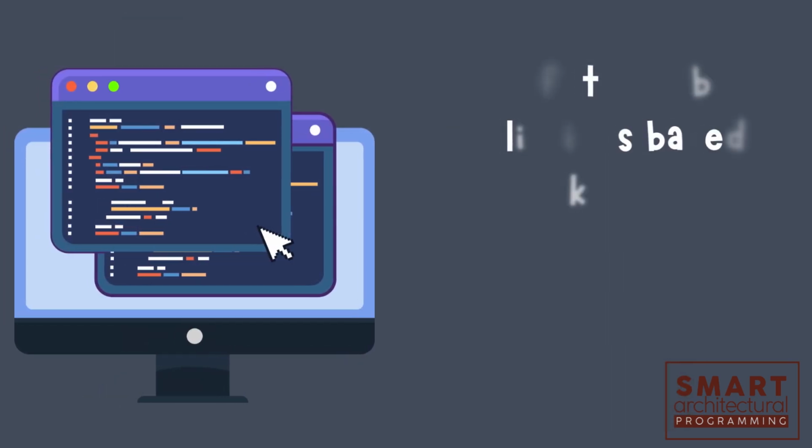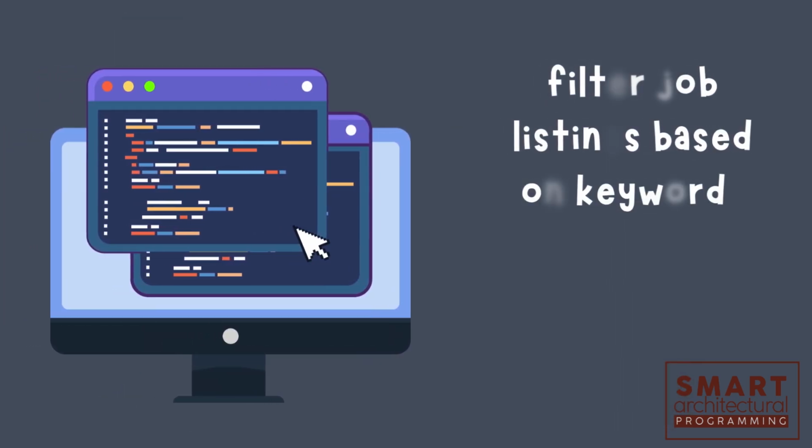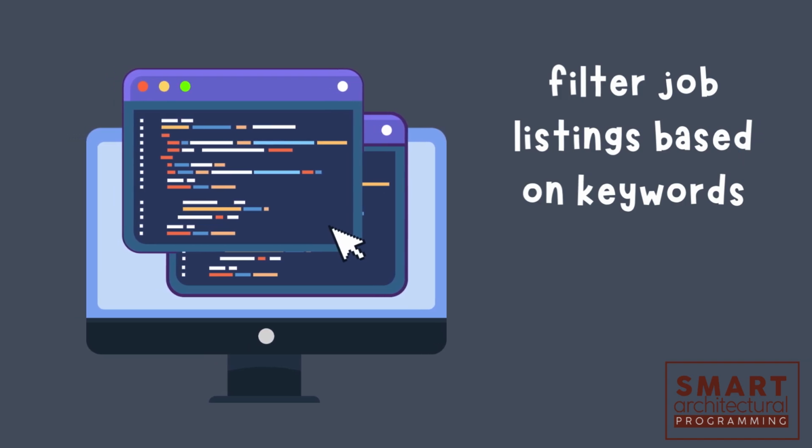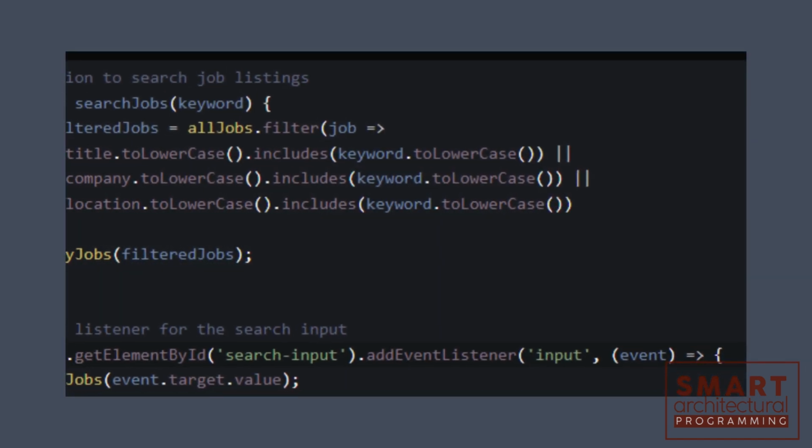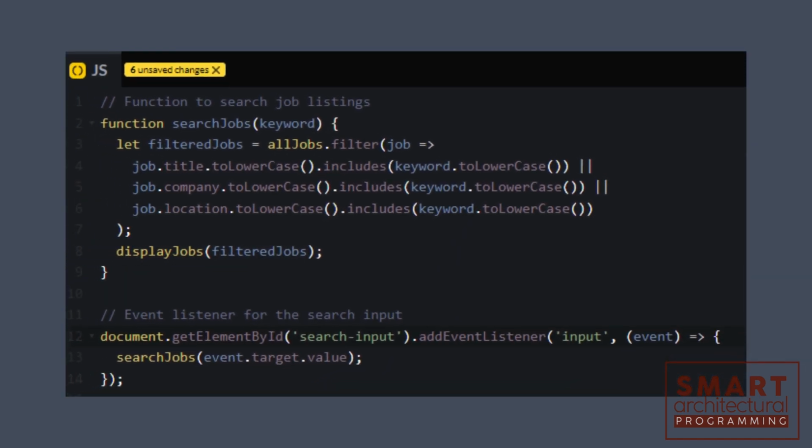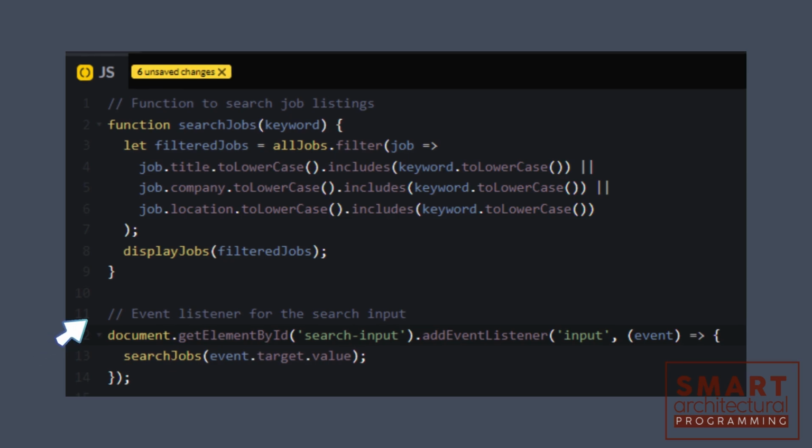Now, let's implement the search functionality to allow users to filter job listings based on keywords. The searchJobs function filters the job listings based on the keyword provided. An event listener on the search input triggers this function, updating the displayed jobs in real time.